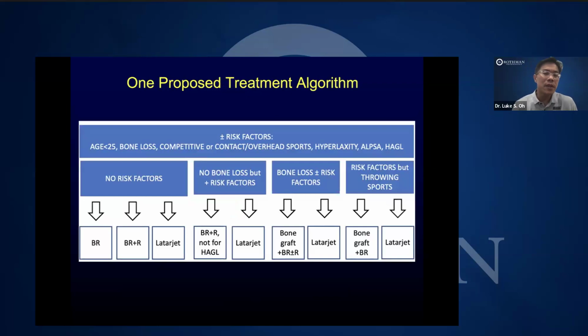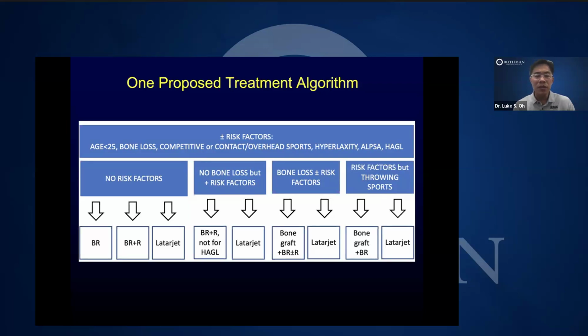So here's one of many different treatment algorithms. We know that risk factors for dislocation include young age, bone loss, playing competitive or contact or overhead sports, and having some baseline hyperlaxity. Also, if you have other lesions, such as an ALPSA lesion or a HAGL lesion that we talked about. So if you don't have any of the above risk factors, you can have a high success rate with BR, which means Bankart repair. BR plus R means Bankart repair plus remplissage.